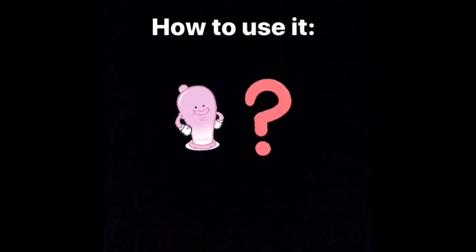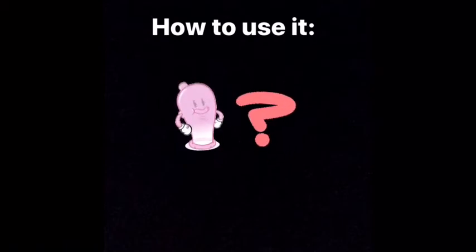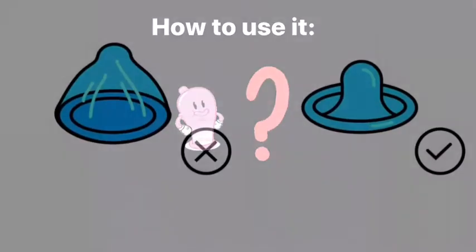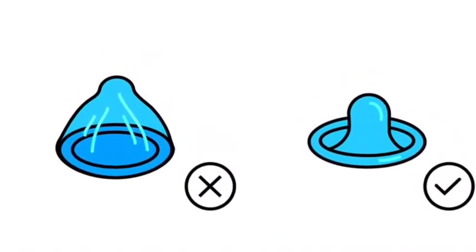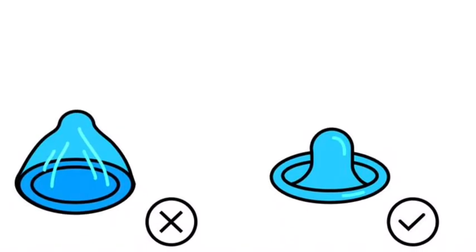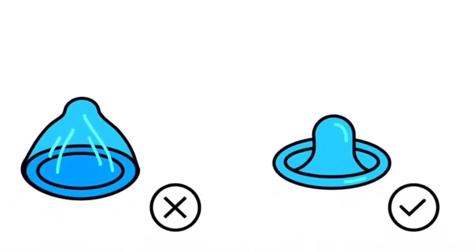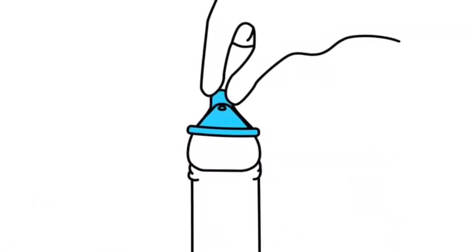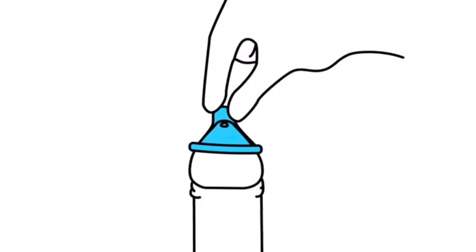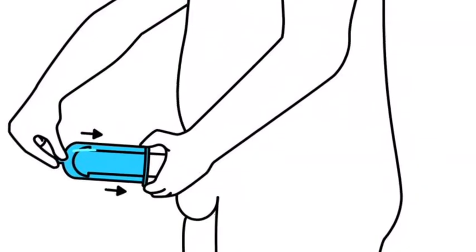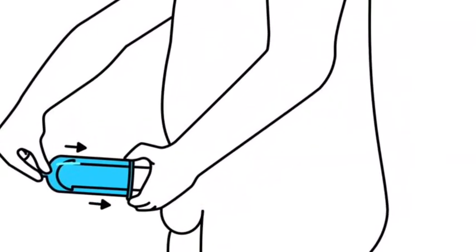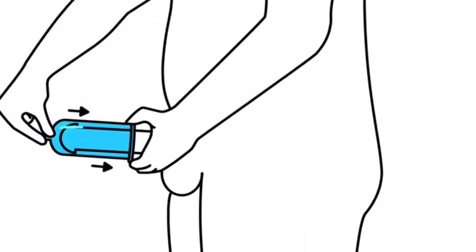How to use it? Roll the condom over the erect penis, but before it touches your partner's mouth or genital area, make sure the condom is ready to unroll the right way. The edge should be facing out as shown in the picture. Then, pinch the tip of the condom and place it on the head of the penis. Leave some room at the tip for the semen to settle. Unroll the condom along the penis until it reaches the base.